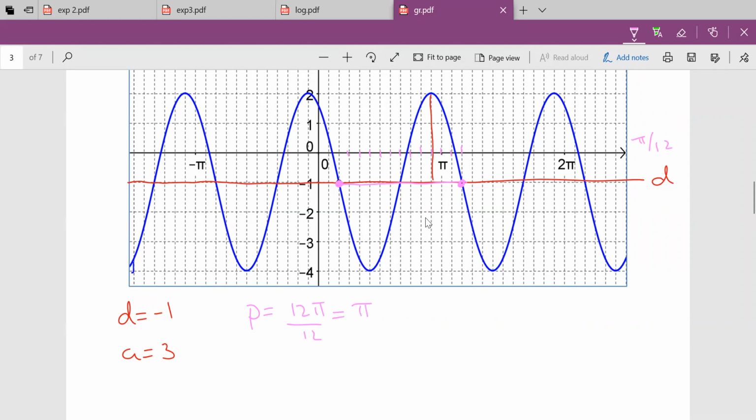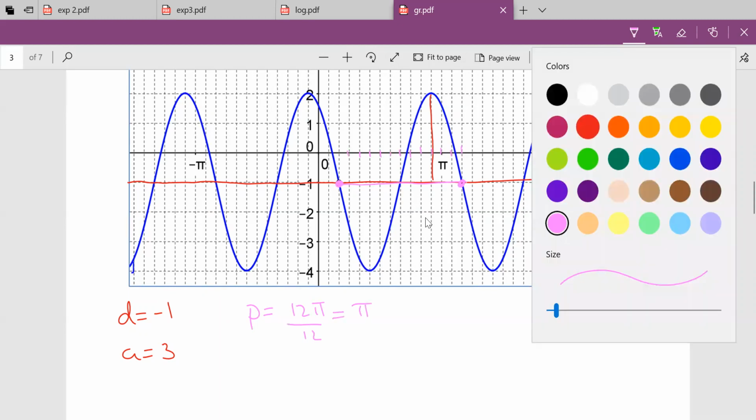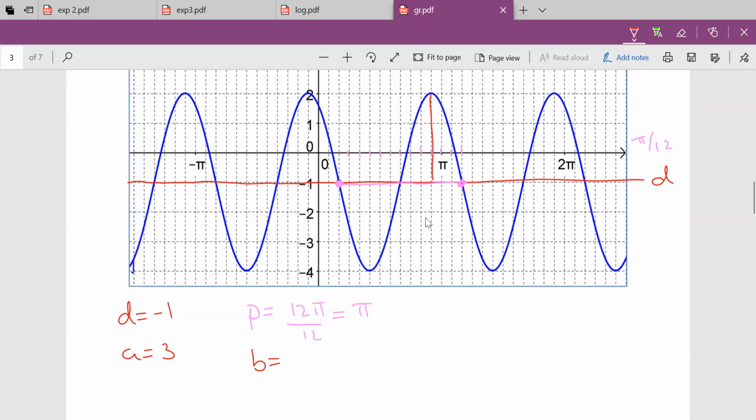pi. Okay, but that's not what goes in our formula, our equation. B is 2 pi divided by the period, 2 pi divided by pi, 2. And then what I do is I stop and ask myself, does that make sense? My horizontal stretch is actually the reciprocal of my b value. My horizontal stretch is a half. Does that make sense? Well, that means my period went from 2 pi to pi. Makes sense. Okay, there's your b value.